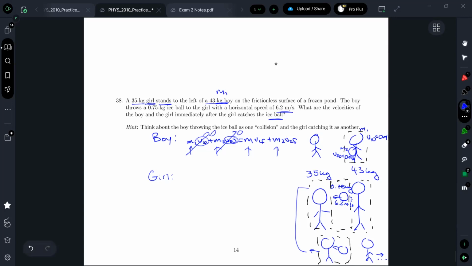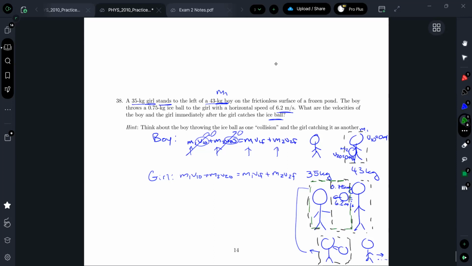By now looking at the girl and saying, all right, M1 V10 plus M2 V20 equals M1 V1F plus M2 V2F. But now my initial state is just before the girl catches the ball. I'll re-highlight in green. That's my system, the girl and the ball, and this is their state before the collision. And then after. These are what I'm talking about, initial and final now. So initially, if we still call the ball M2, but now we call the girl M1, ball M2, girl M1.